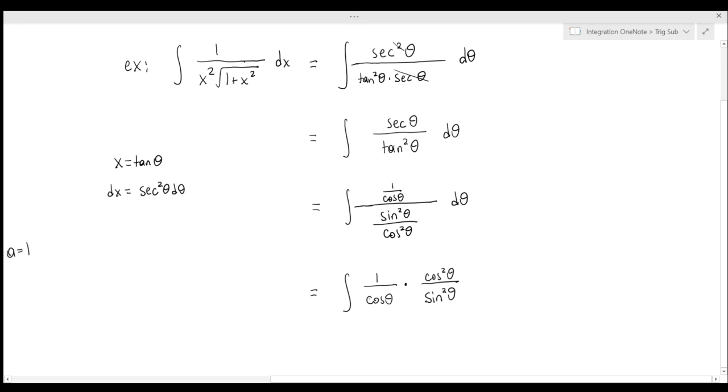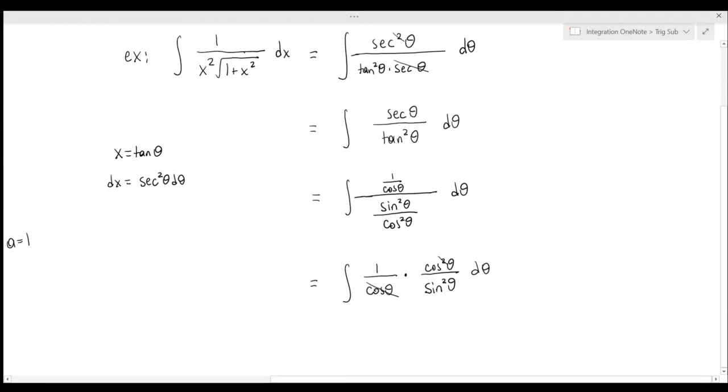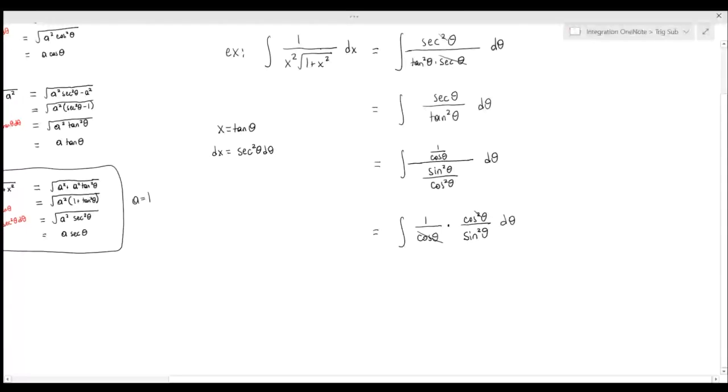So with that, I can now cancel a cosine from the top and bottom. Okay, so I think that looks pretty good. So that leaves me with a cosine on top, and then a sine squared on the bottom.